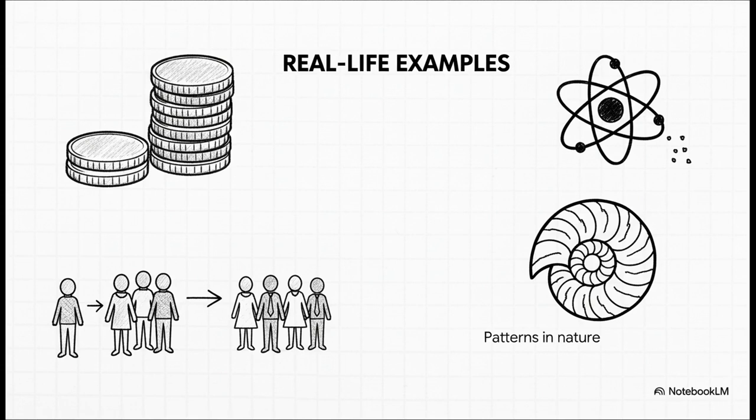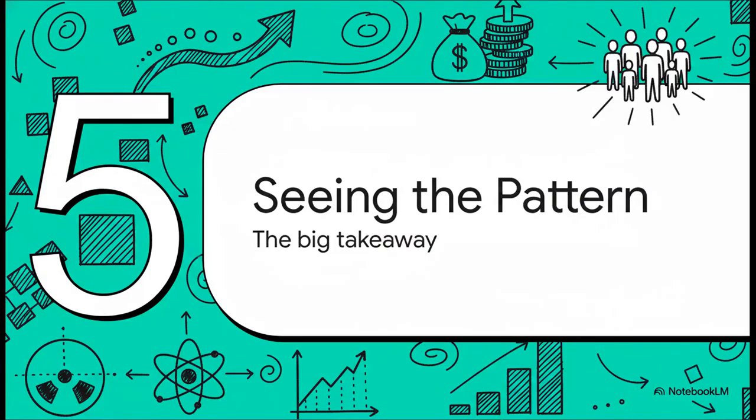A substance gets multiplied by a fraction, causing it to shrink over time. But you see it in population growth, in savings accounts, and even in these beautiful doubling patterns you find in nature, like in ferns or seashells. It really is everywhere. Which brings us to our final section, seeing the pattern everywhere.